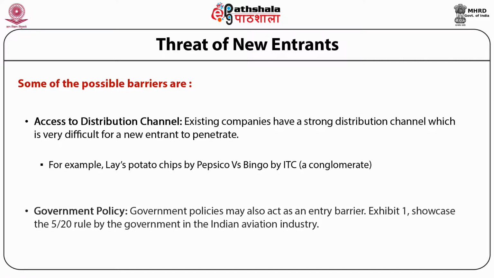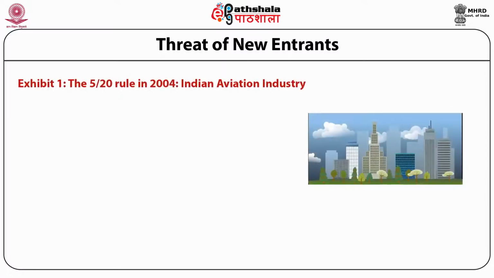Third, the government policies. Government policies may also act as an entry barrier. Exhibit 1 showcases how the 5/20 rule of the government has restrained the Indian aviation companies from flying in the international sky, making the new companies lose the opportunity before the existing airlines in the aviation industry. The 5/20 rule, Indian aviation industry.